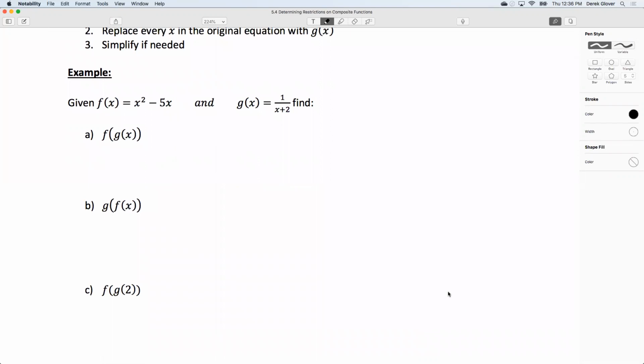First of all, we're given f of x equals x squared minus 5x, and g of x equals 1 over x plus 2. So we need to build f of g of x. I'm going to do that by writing f of x out, but I'll leave brackets instead of x. So this is going to equal bracket squared minus 5 times bracket. And in those brackets, I'm going to write g of x, 1 over x plus 2, and 1 over x plus 2.